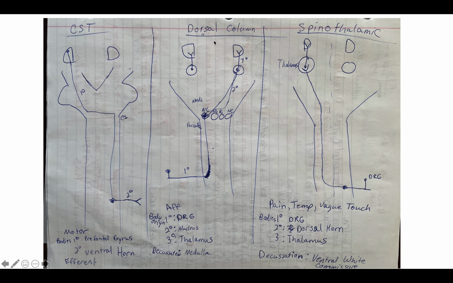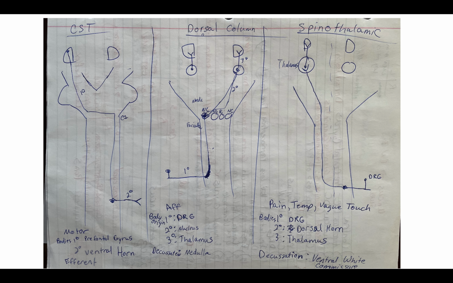You have your dorsal columns, which is an afferent tract, just like your spinothalamic tract. And since it's an afferent, it's going to be sensing different signals. The signals that you're going to be sensing with your dorsal column tract are proprioception, which is kind of where you are in 3-dimensional space, and fine touch. That's kind of the big thing with dorsal column. Versus spinothalamic is another ascending tract, and that one is going to be doing pain and temperature and vague touch.